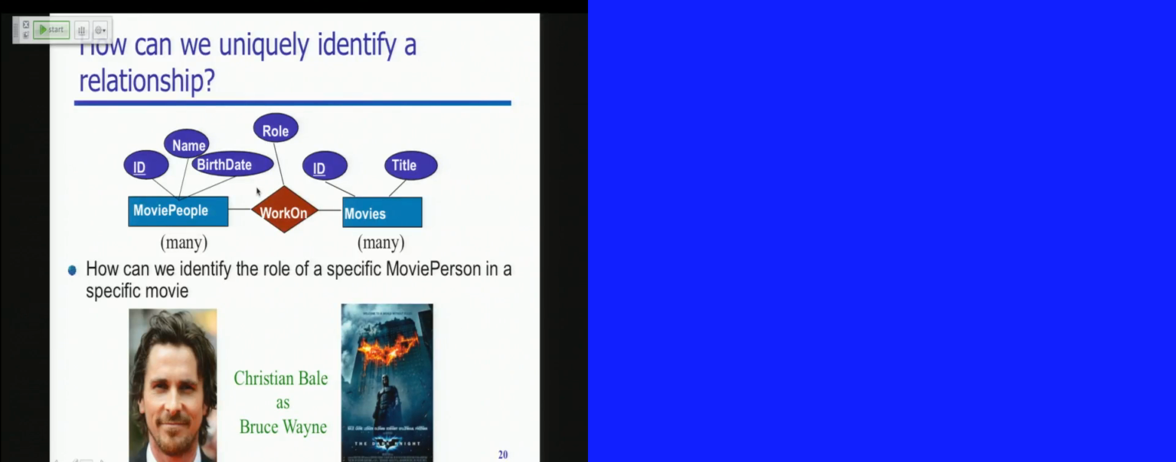So if I have a many-to-many relationship, to find the key here, it's going to be the key of this entity, plus the key of this entity, plus possibly attributes from the relationship. The combination of the three is going to distinguish the right key for your relationship. Any questions?